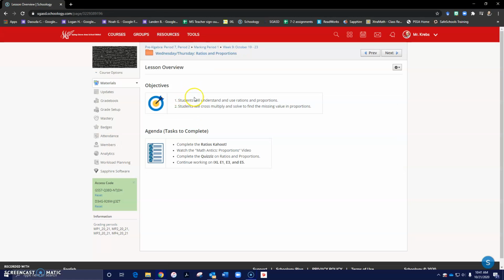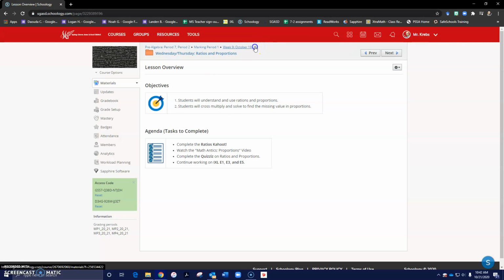The objectives stay the same. The agenda is going to look a little bit different, but it's essentially a lot of the same types of activities. If you need to finish any of the activities from yesterday, that would be the ratio Kahoot, the math antics proportions video, the quizzes on ratios and proportions, or finishing up IXL E1, E3, and E5, you need to do that first. The goal for IXL is 80% or spending 10 minutes per topic. So the first thing you should do is wrap that stuff up from yesterday if you need to.